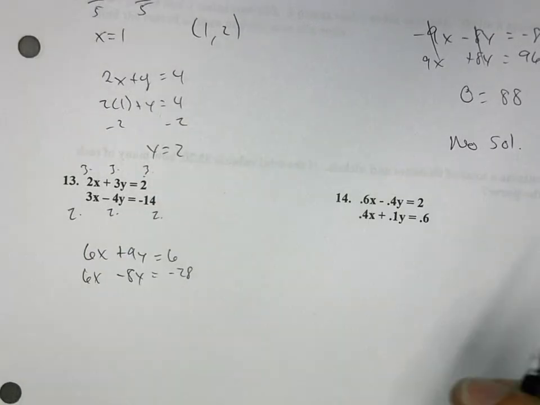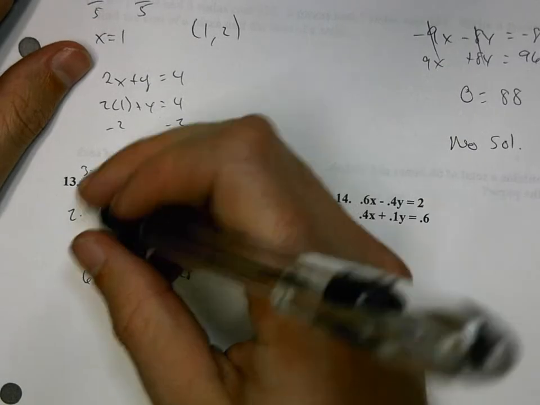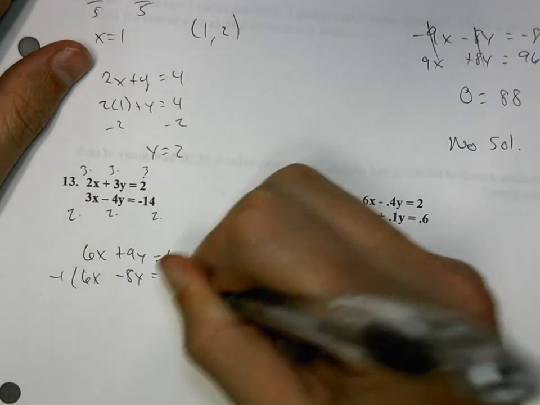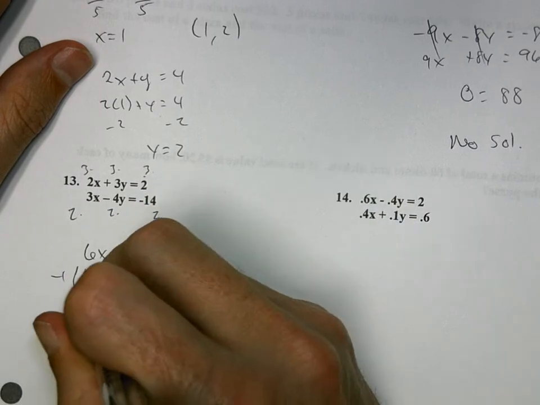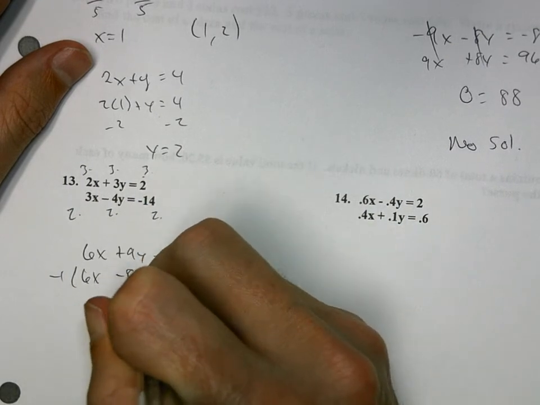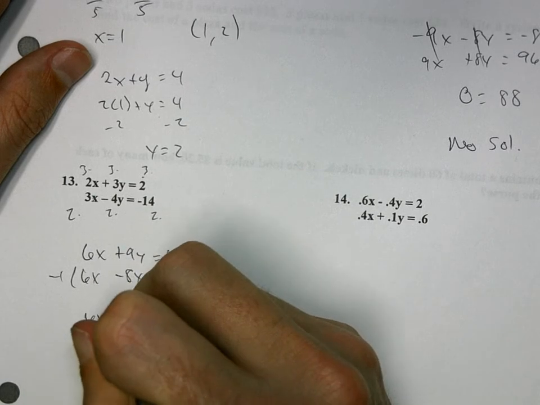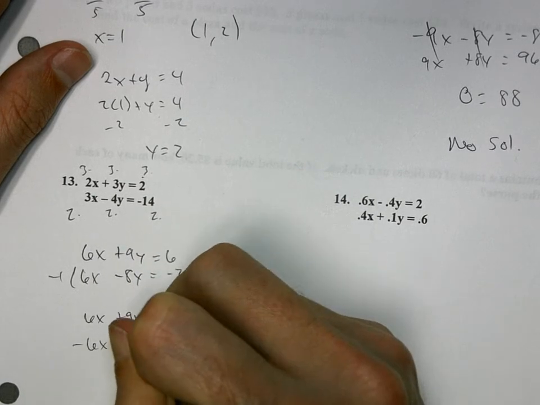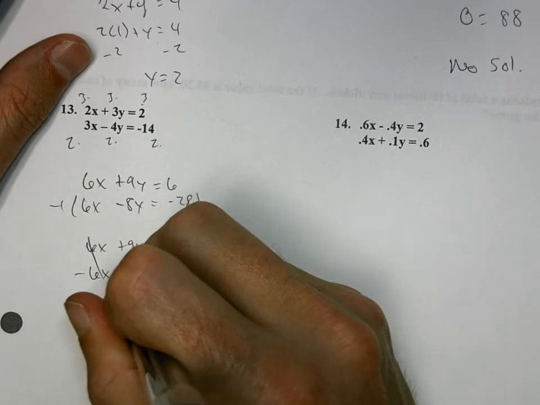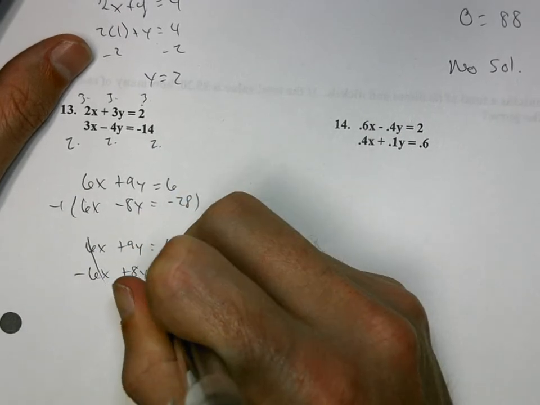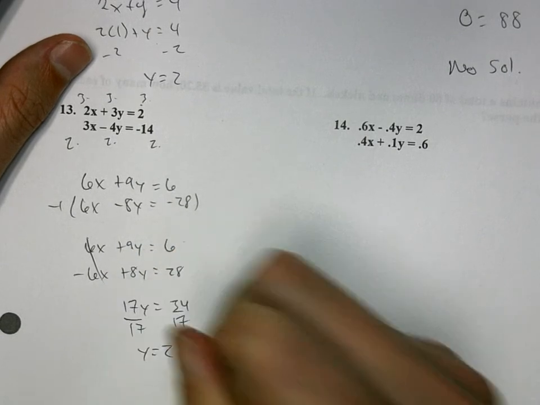Okay. So we have equal x's, but they're not opposite. So I'm going to multiply everything by a negative 1. You get to choose which one. I'm choosing the bottom. So we now have 6x plus 9y equals 6. And negative 6x plus 8y equals 28. So the x's cancel. 9 plus 8 is 17y. And we have 34. So divide both sides by 17, and y equals 2.